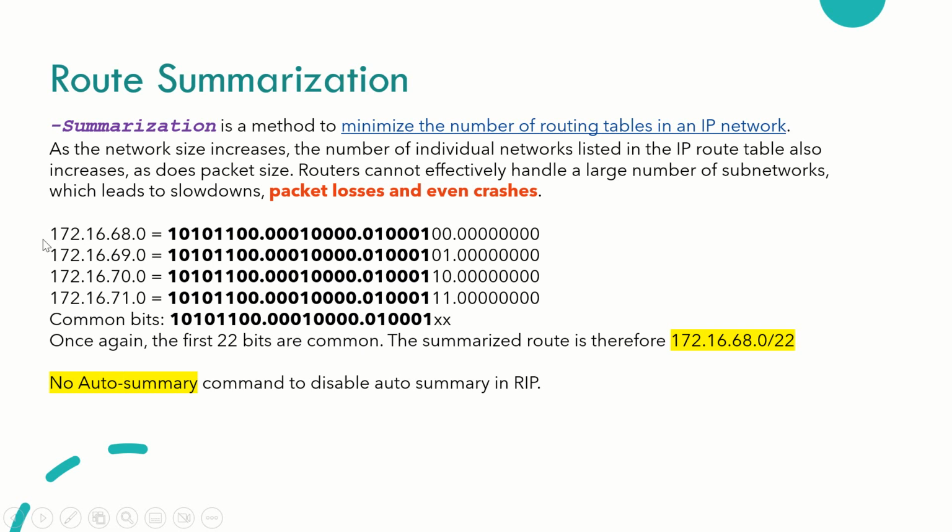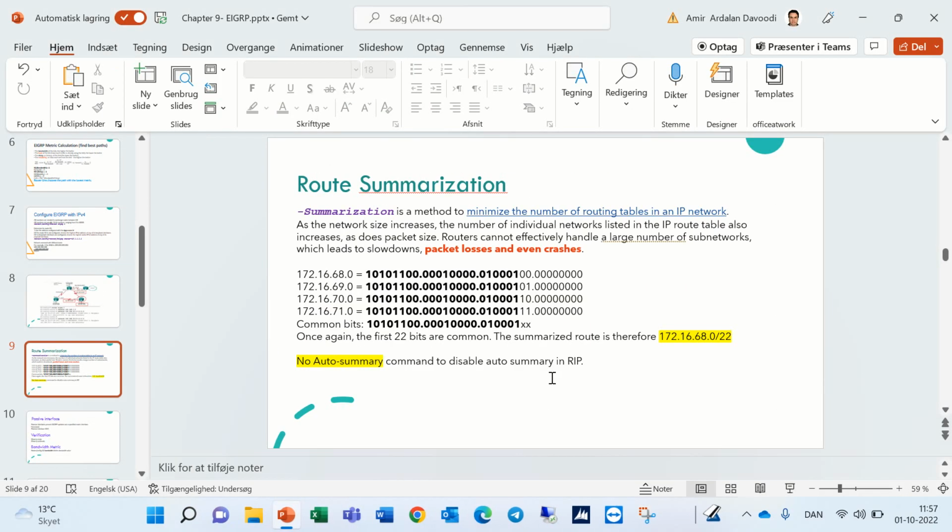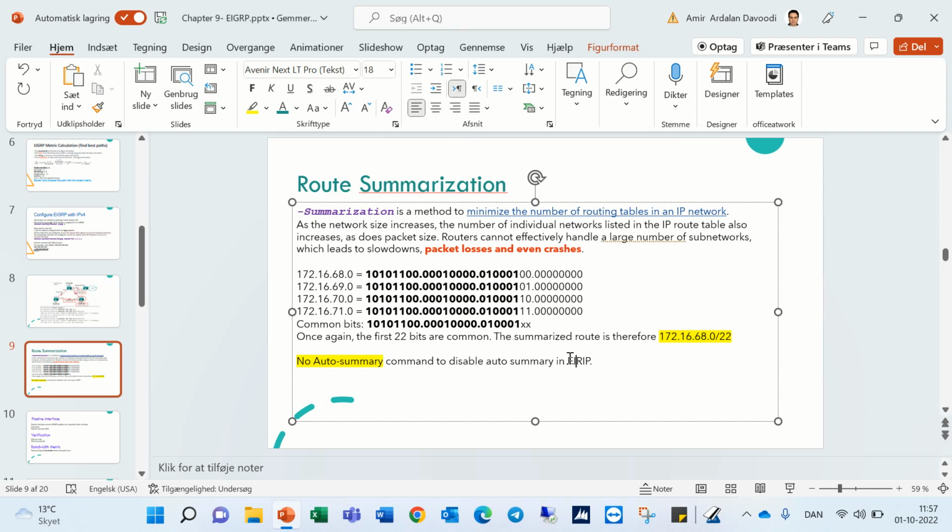If you have, for example, 5 networks here, you can summarize them with only one network here, and you can use these common bits here. How many bits here are the same? 22, and you can calculate it as 172.16.68.0 /22. No auto-summary is the command to disable auto summary in EIGRP.